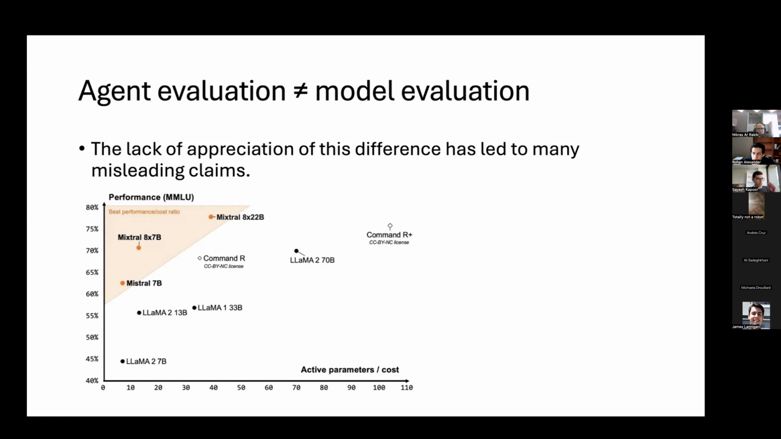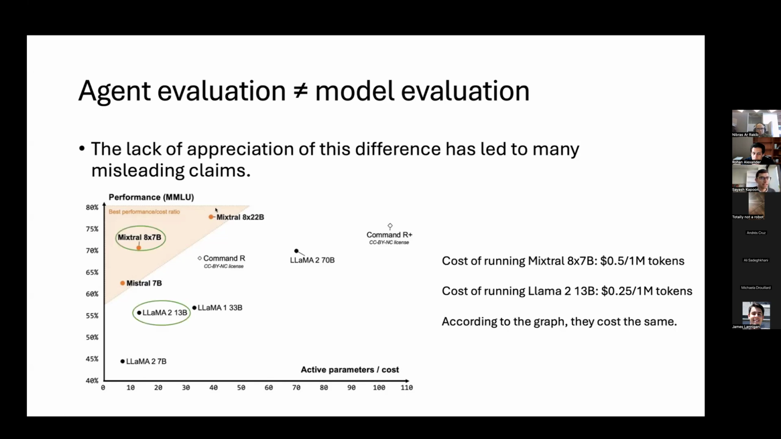And this is the key misleading claim in this slide. If we look at just the number of active parameters as a proxy for cost, we would come away thinking that Mistral's 8x7B model is more efficient compared to Llama 2's 13B model. But actually, because the costs of running a mixture of experts model are higher because of the additional memory use, the cost of running a Mistral 8x7B model is almost twice the cost of running a Llama 2 13B model.